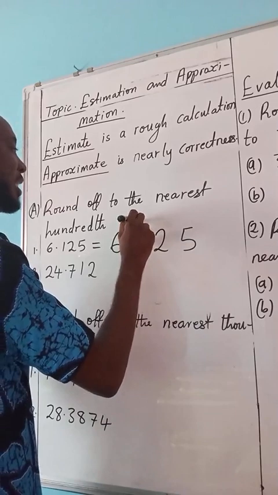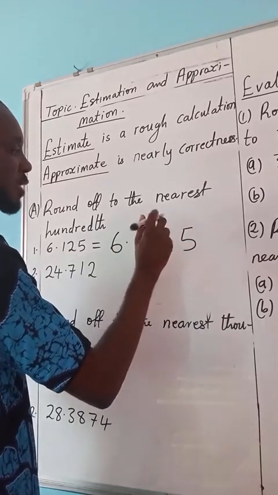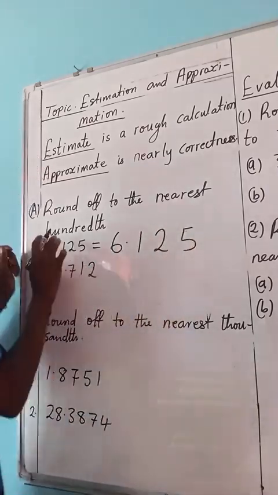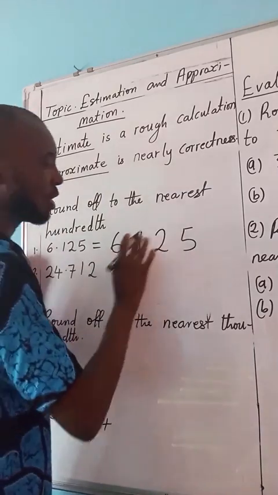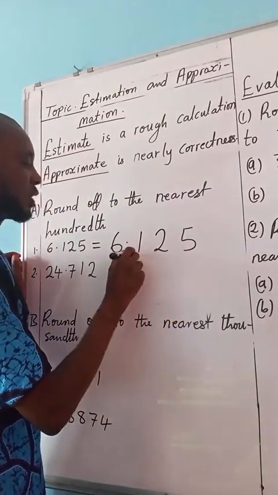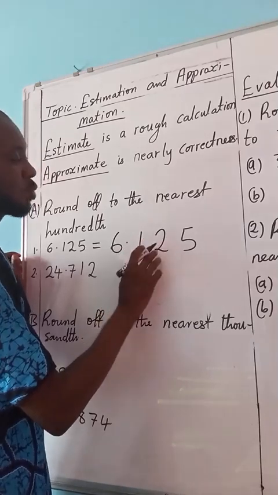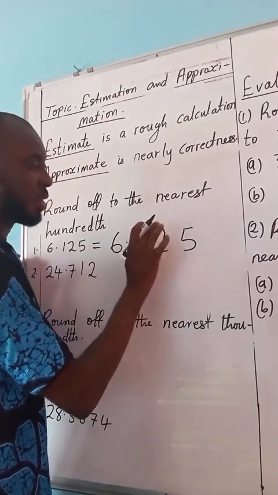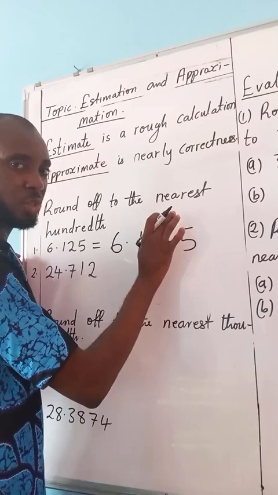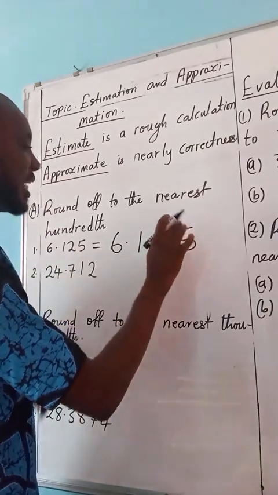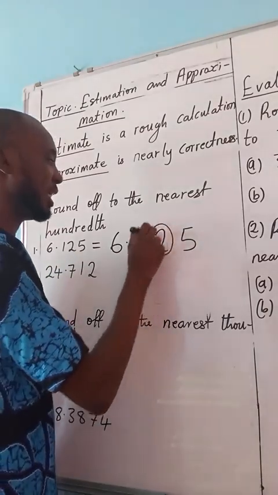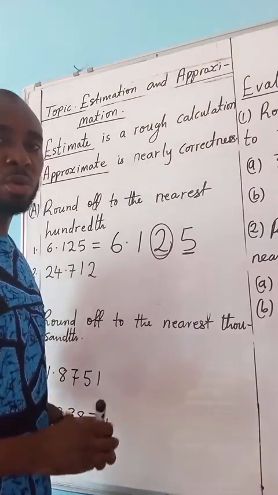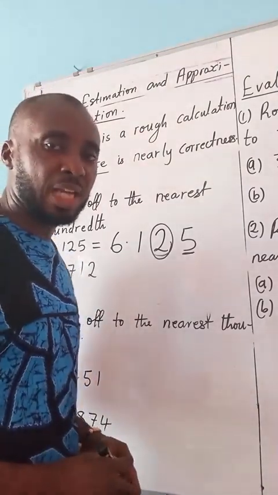This first one is tenth. This one is hundredth. And this one is thousandth. And we are rounding it up to the nearest what? Hundredth. After the decimal point, the first one is tenth, the second one is hundredth, and the third one is thousandth. So we are rounding up to the nearest hundredth. Therefore, this one is the one we are talking about, and this is the determinant factor, whether to round up or to round down.